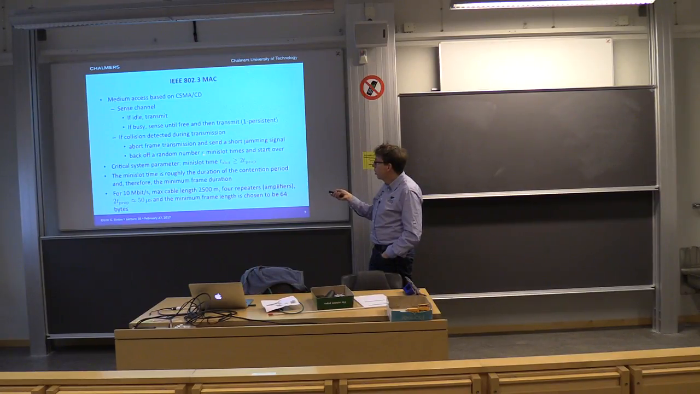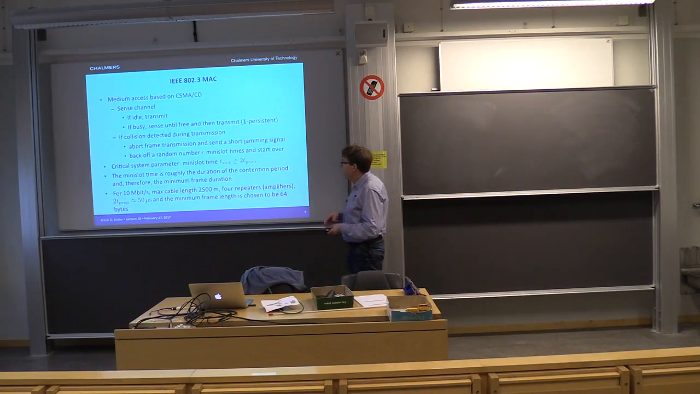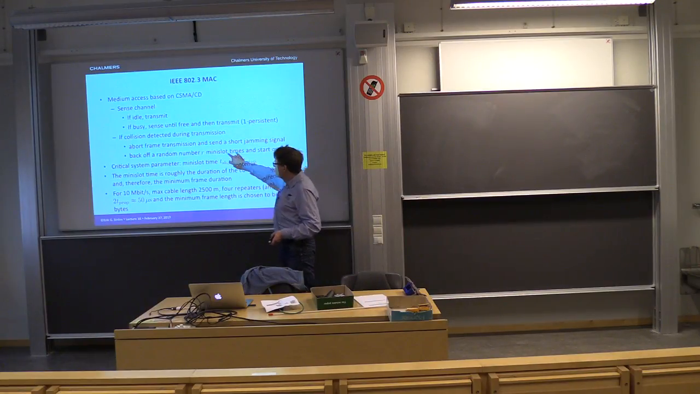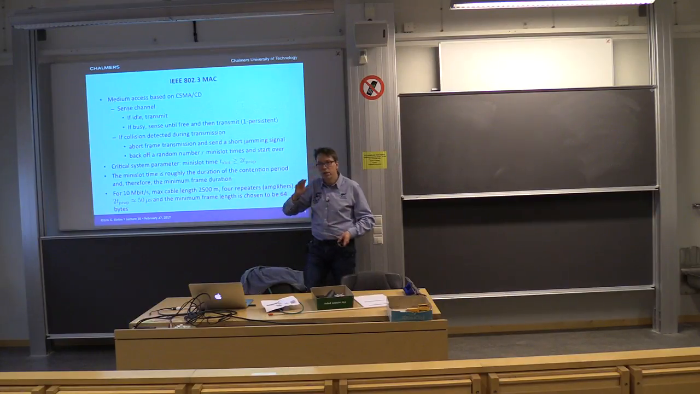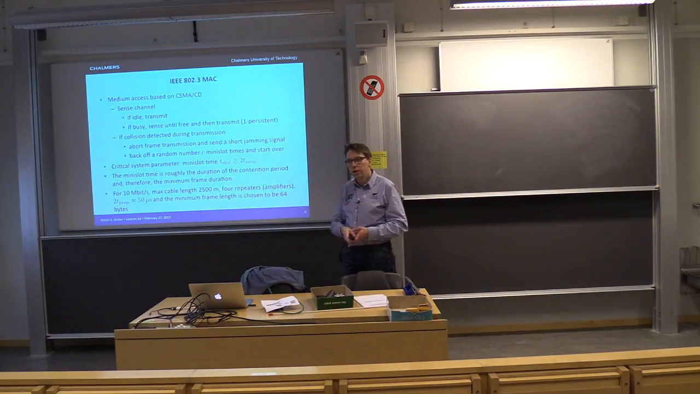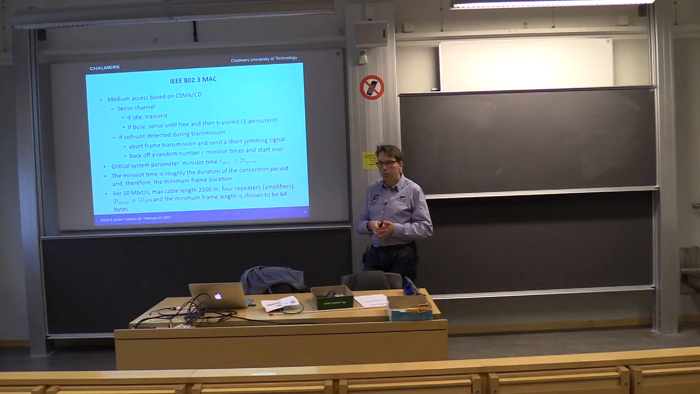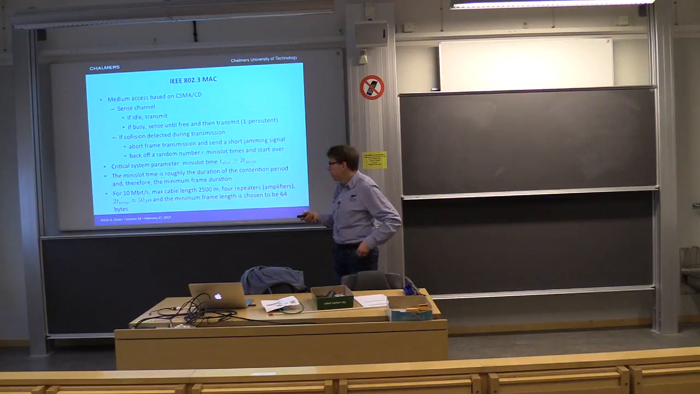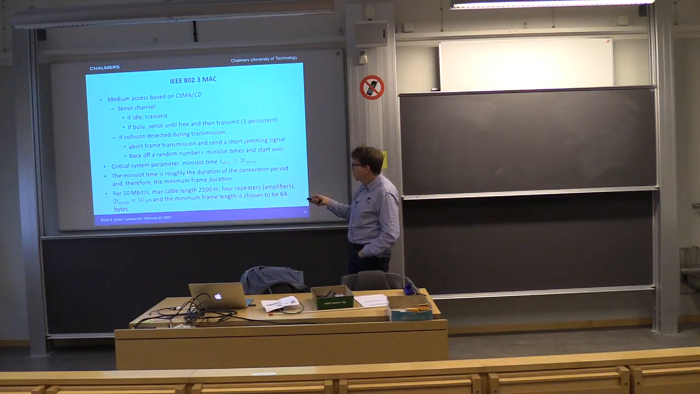So what's R here? We will see that in the next slide. But the mini-slot time is a crucial system parameter, and we select it to be slightly more than twice the propagation time of the medium. We'll see in a second why this is the case. So the mini-slot time is roughly the duration of the contention period for CSMA/CD, and therefore it's also equal to the minimum frame duration. We'll see in a second why this is the case.